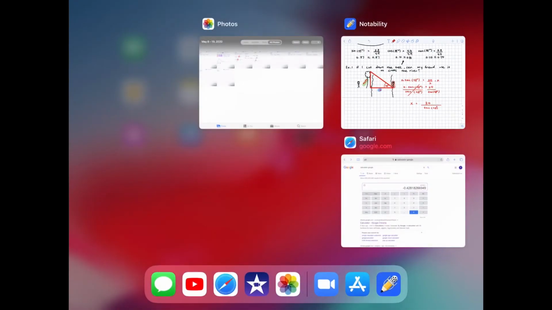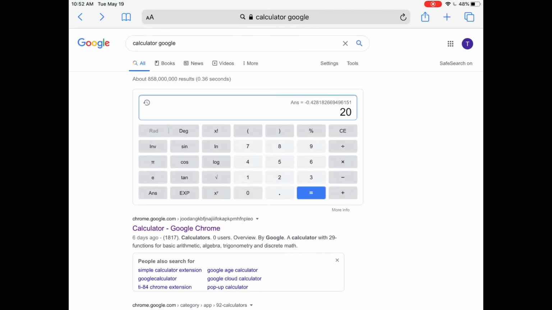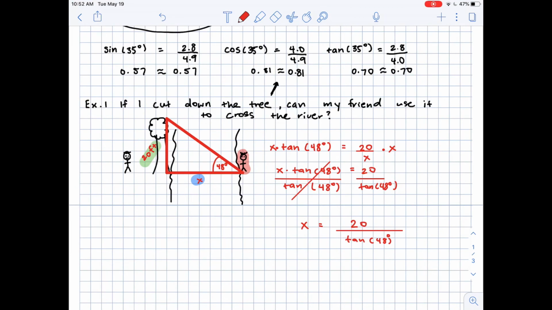So, we could plug this in. 20 divided by the tangent of 48 degrees equals 18. Let's round that: 18.01. So, the tree is 20 feet high. If I chop it down and it falls, it's going to be longer than the width of the river. So, is my friend going to be able to cross? Yes.